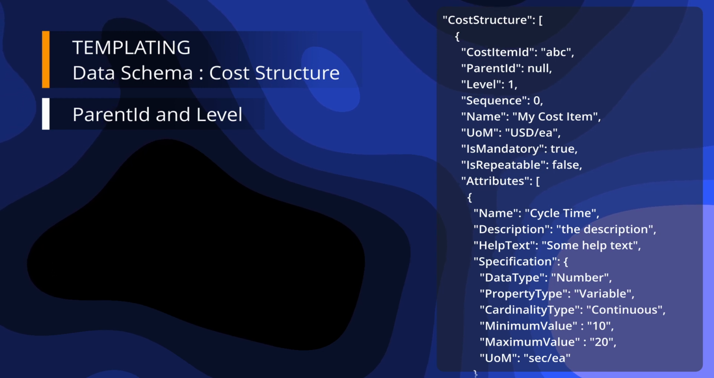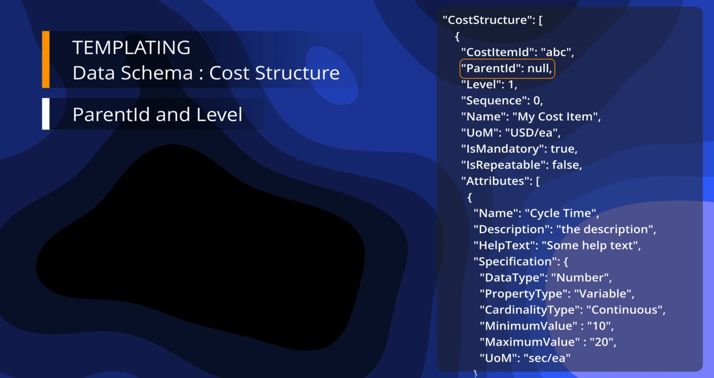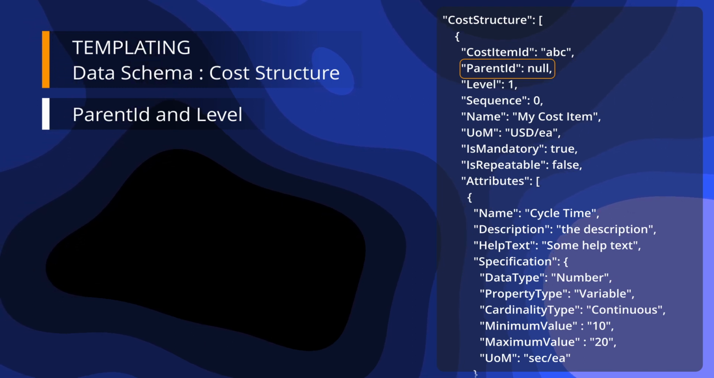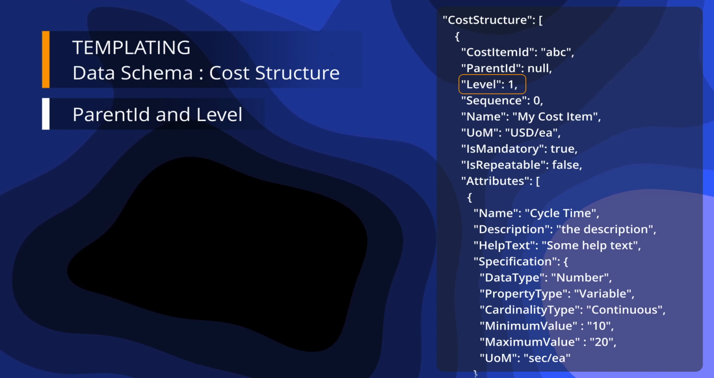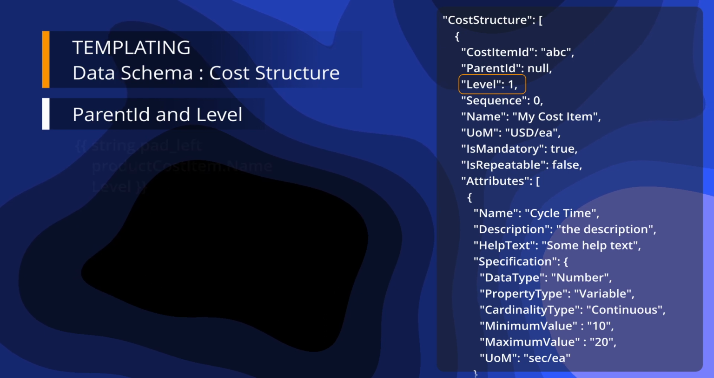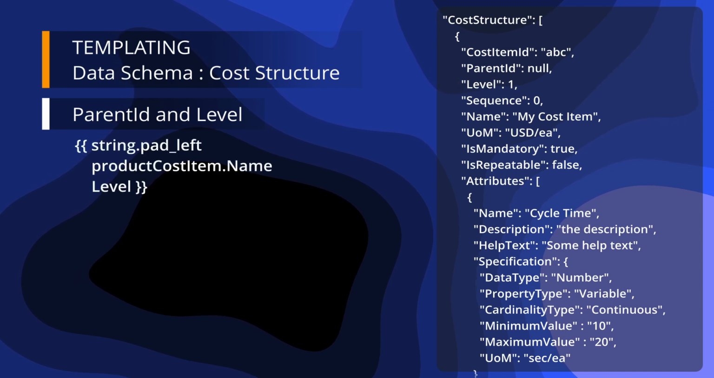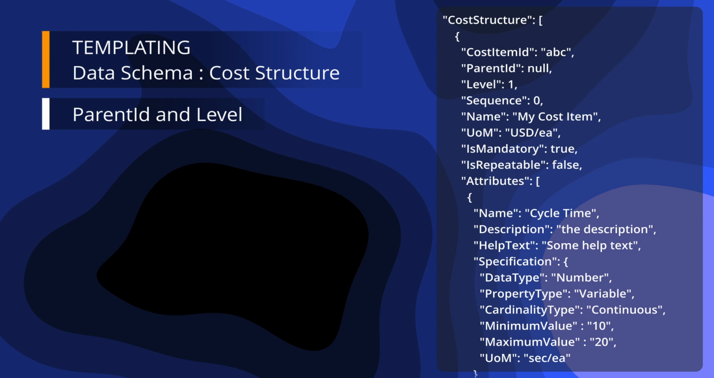First, each cost item has a parent field which points to its parent using the cost item ID. In the example here, this cost item is at the top level, so its parent is null. We have also included a level field which indicates the depth of each cost item within the hierarchy. This field can be useful if you wish to indent your listing of cost items using the string pad left function.